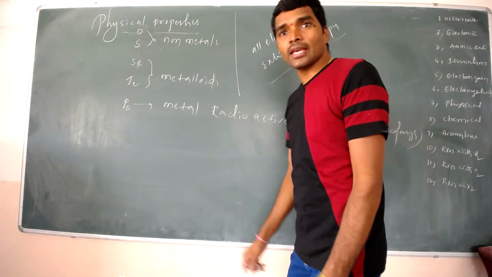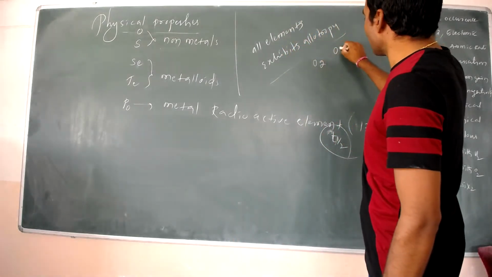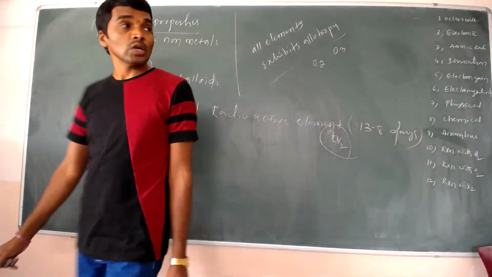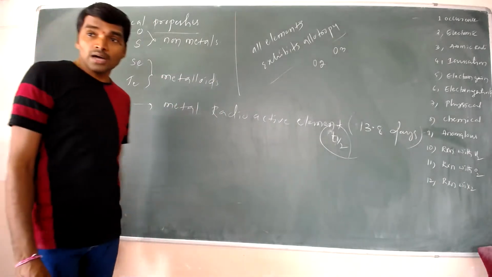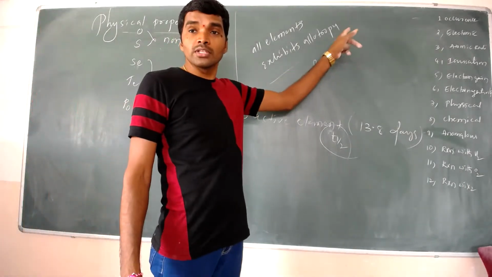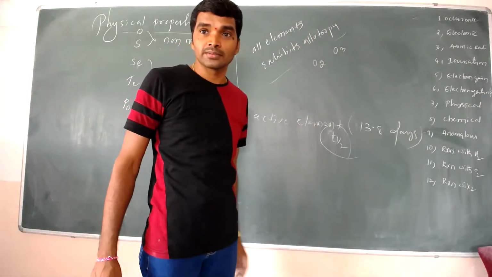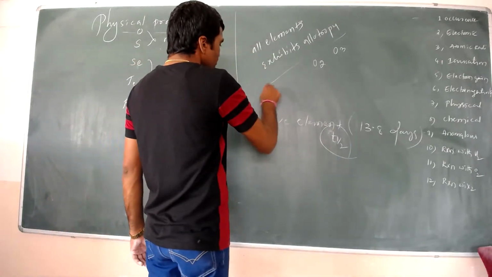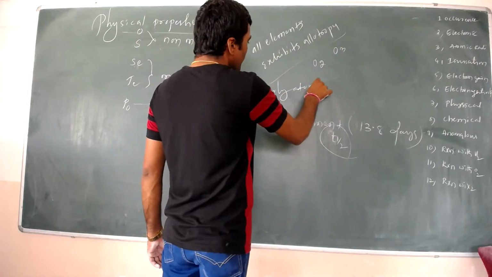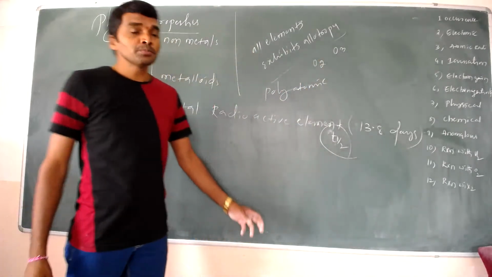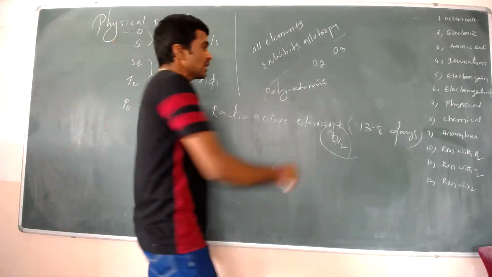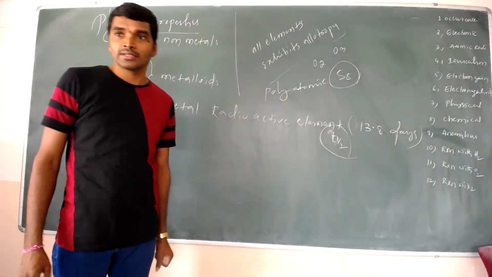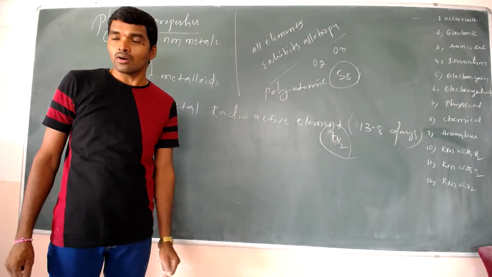Now see, oxygen is O2, and it is also present in the form of O3: dioxygen and ozone. And these elements are all polyatomic. Sulfur exhibits up to the S8 molecule, polyatomic.